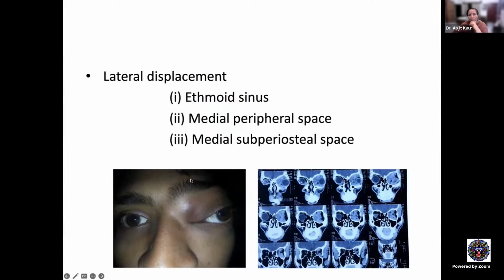Now let's look at this fellow. Look at the position of the eye. Laterally displaced and proptosed. See, for proptosis, it has to go behind the equator. If it is only anterior to the equator, it will only get pushed directly. This is something which you have to have a concept of. So anything from the medial side, and what is there in the medial side? There are the ethmoid sinuses, there is the medial peripheral space and medial subperiosteal space.